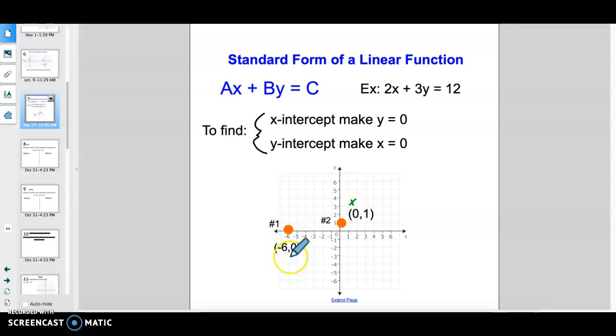Here's your x-intercept, and notice in the x-intercept, the y is 0. So to find an x-intercept, you're going to make the y 0. So basically, whenever you want to find an intercept, you're going to make the opposite variable 0. If you want to find the x, make the y 0. If you want to find the y, make the x 0.